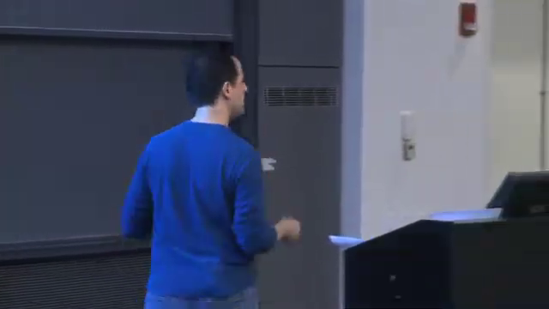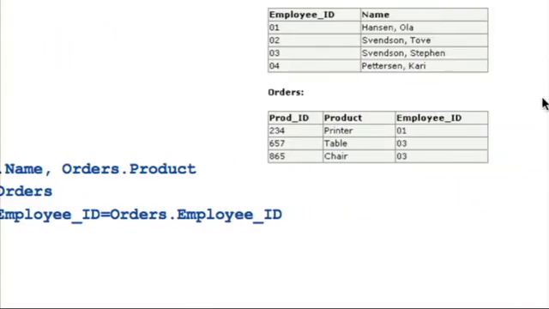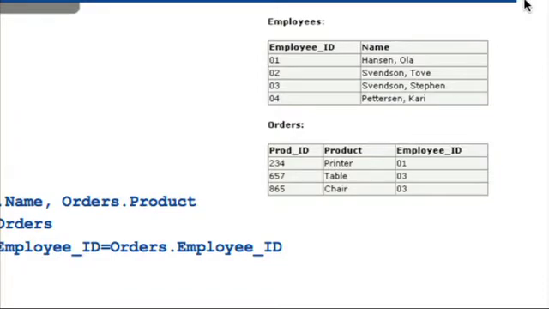Now, I can sort of simulate this with my fingers. Let me pull up the data over here. What is obviously the one common field between the employees table and the orders table? So it's the employee ID, right? That's the only one that's in both.